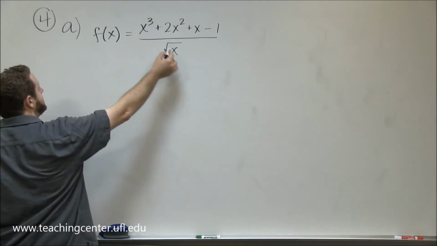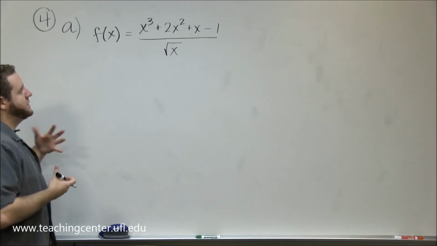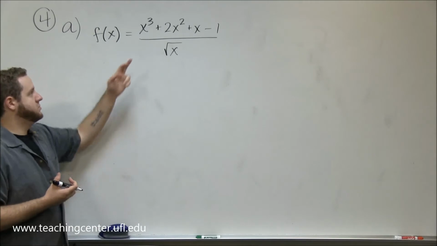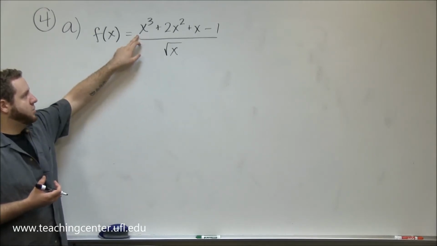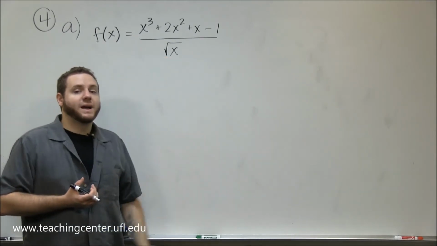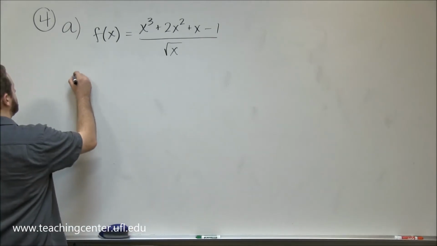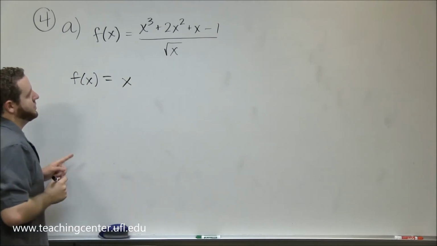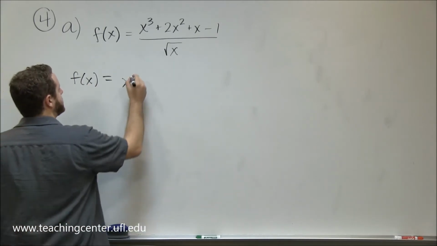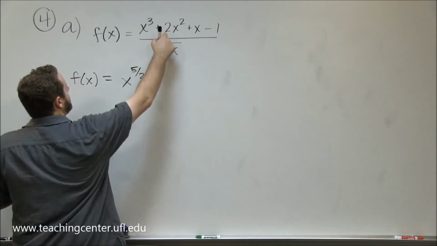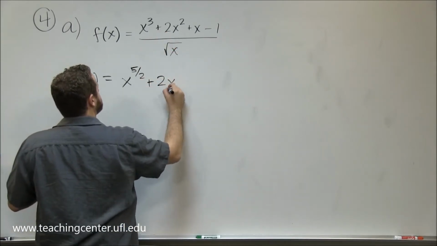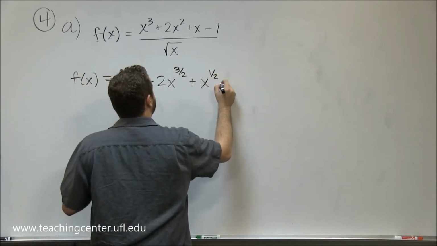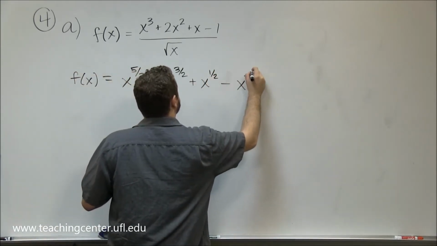So x cubed divided by x to the 1/2. Remember, every time you're doing this and you're dividing powers, you would just be subtracting 1/2, because when you divide x to a power by x to another power, you subtract the exponents. So we can rewrite f of x as, so x to the third minus x to the 1/2 would give us x to the 5/2. This one here would give us 2x to the 3/2. We'd get plus x to the 1/2 minus x to the negative 1/2.